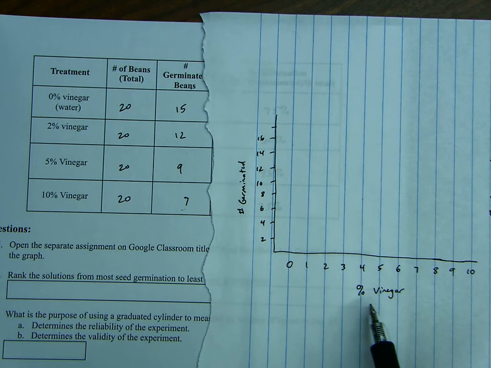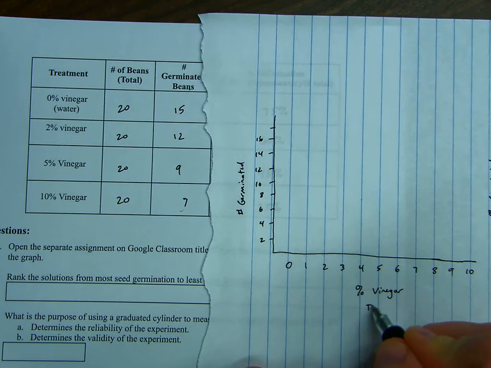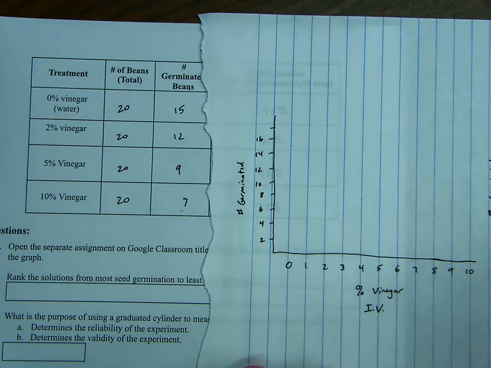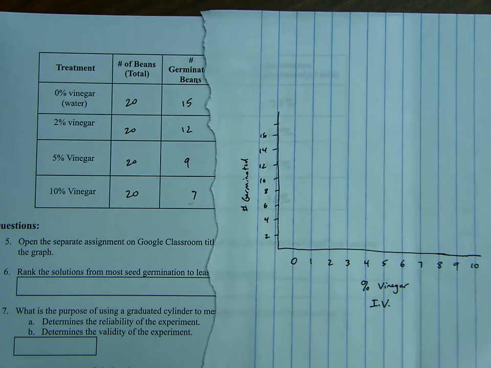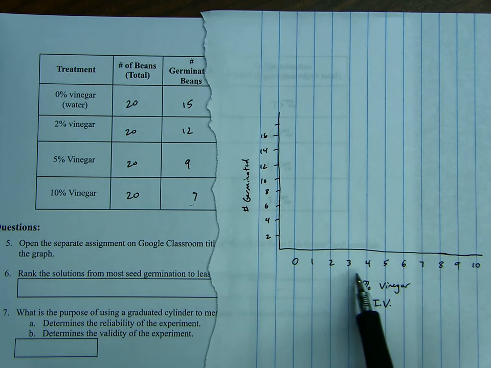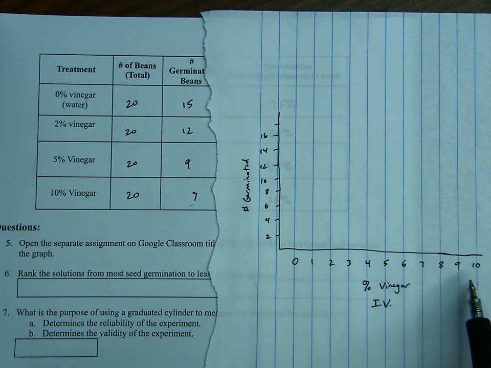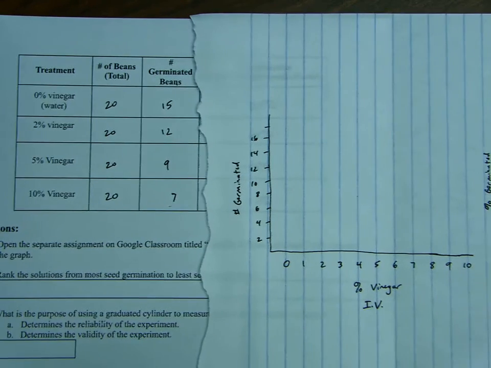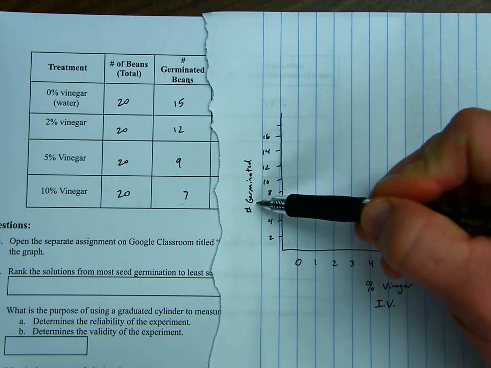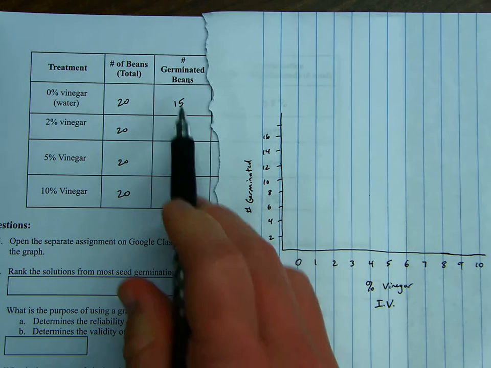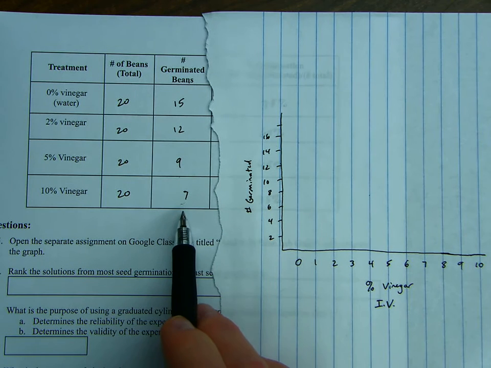I have the x-axis. This is the independent variable. Okay, so the independent variable, remember, that's the one that we control. So we were the ones that made the different percent of vinegar solution. So the independent variable is on the x-axis. Okay, the dependent variable, or you can also call it the responding variable, that's going to be the one that's on the y-axis. This is the number of seeds that are germinated. So you can see that's this column.